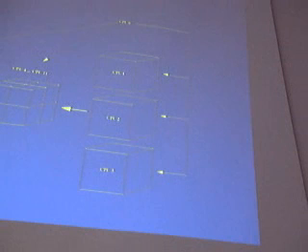Okay, so this is what I was trying to explain, the CPU distribution, and then you just allocate the different CPUs.